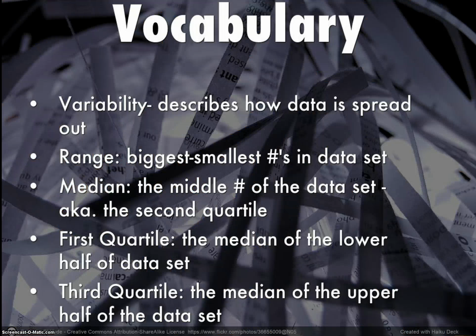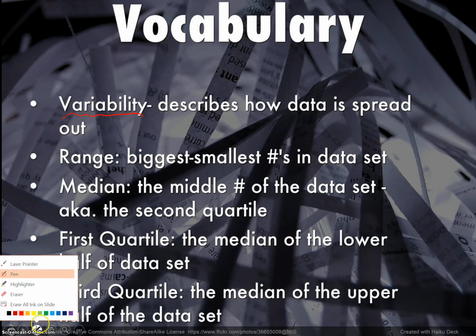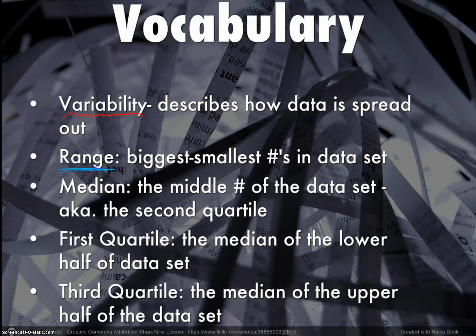So your vocabulary that you need to know is what variability is. So again, that is just a description of how data is spread out. Then you have the range, which is the biggest number minus the smallest number in your data set. You definitely will need to know how to do that today.